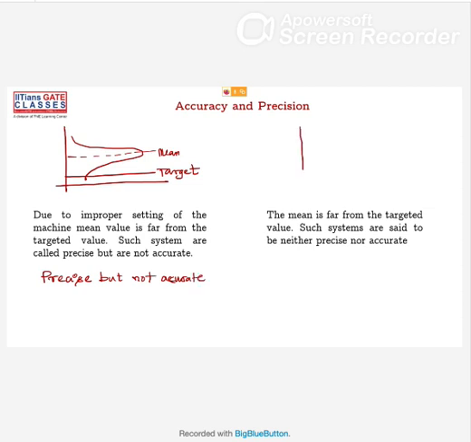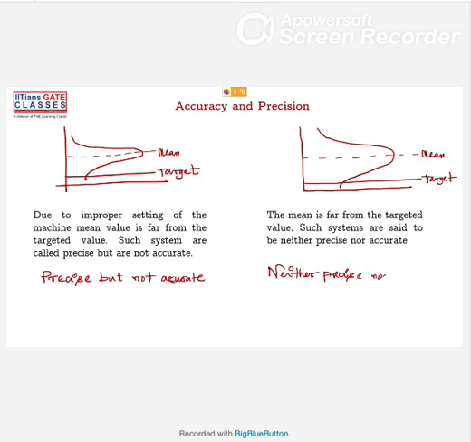So if we take another diagram here, this is a big spread. This is your mean value, and the targeted value is somewhere else. So this is neither precise nor accurate.